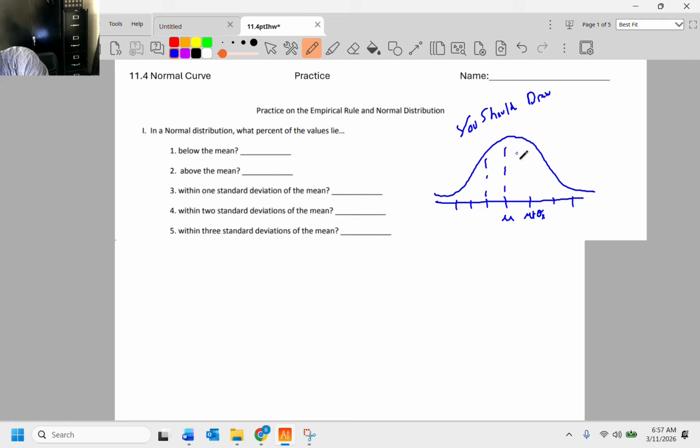Now, those guys are 34 and 34% respectively. We add another standard deviation, we get 13.5 and 13.5. These little pieces are 2.35 and 2.35, and then tails are 0.15 apiece.